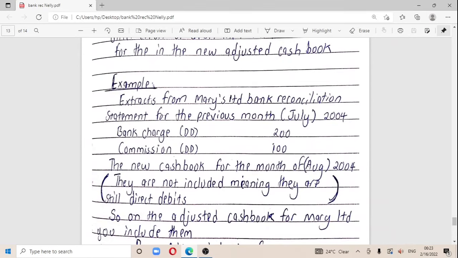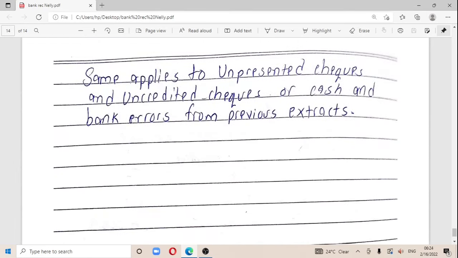So having known all that, the brief summary of bank reconciliation, you can be able to work out a number, and then you go and answer or execute this question in your final paper.